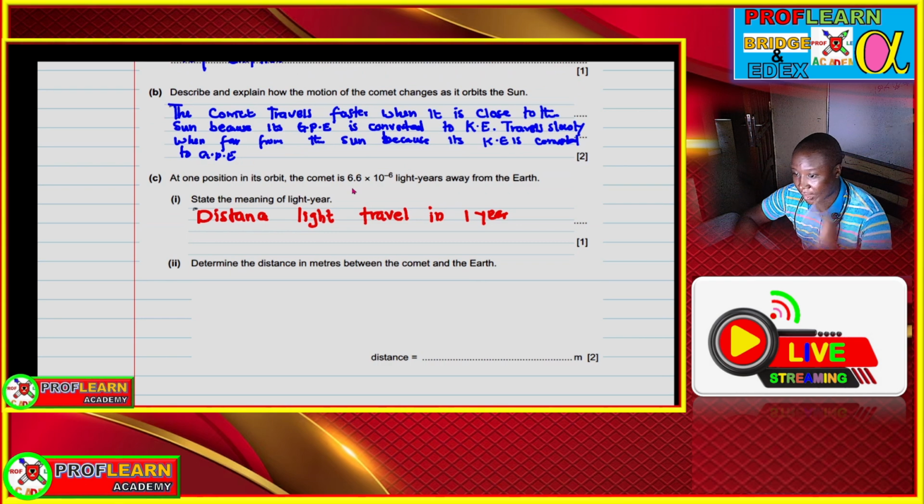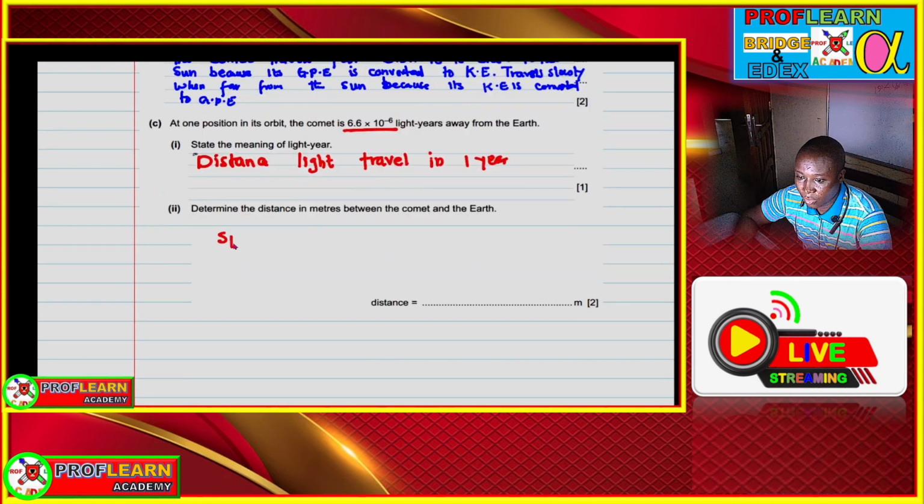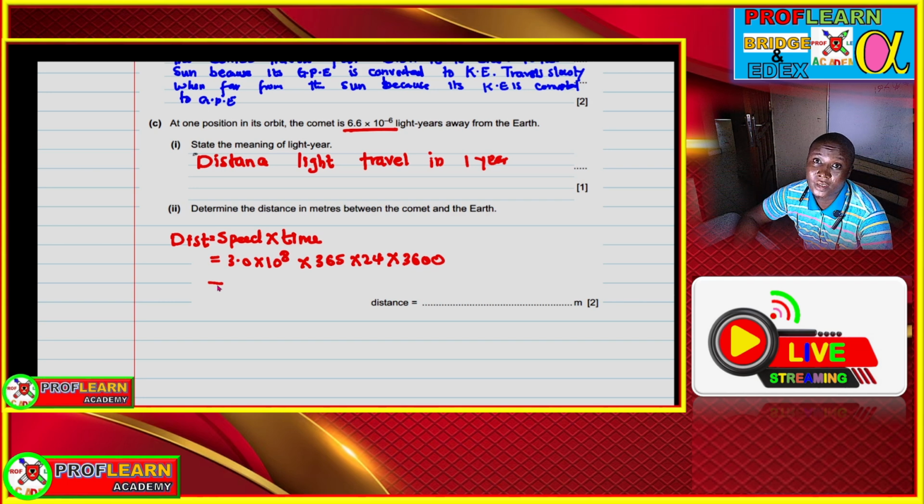for this particular 6.6 times 10 raised to the power negative 6 light years. It means we first have to know the distance in meters for 1 light year. Distance is speed times time, and in this case our speed is 3 times 10 raised to the power 8, which is the speed of light, times 365 days times 24 hours per day times 3600, so that we can get what 1 light year is, and that translates to 9.5 times 10 raised to the power 15 meters.